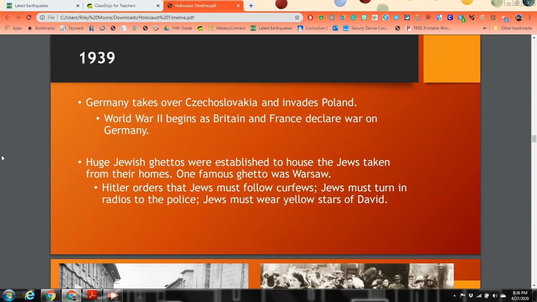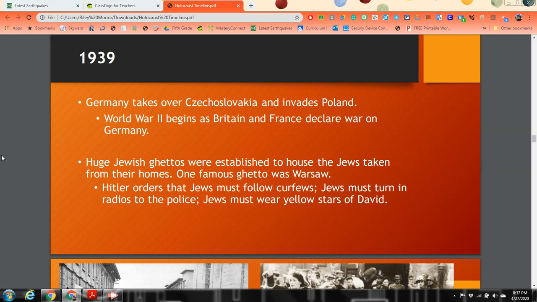Now, in 1939, Germany takes over a small area known as Czechoslovakia, and then it invades Poland. Now, that was the tipping point for World War II. Because of their invasion and because of the alliance that Poland had with France and Great Britain, those two countries declared war on Germany. And this is what Hitler wanted.